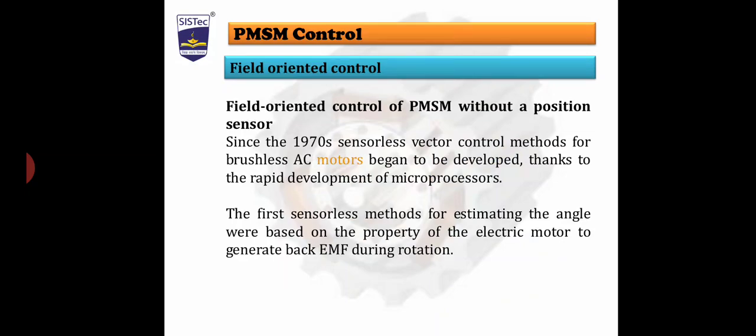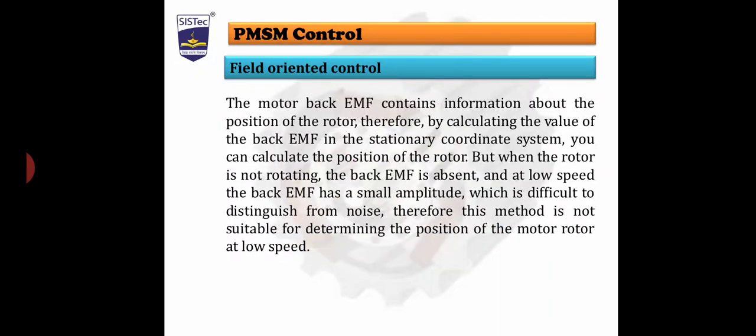Field oriented control of a permanent magnet synchronous motor without a position sensor. Since 1917, sensorless vector control methods of the brushless AC motor began to be developed. Thanks to the rapid development of the microcontroller, the first sensorless methods of estimating the angle were based on the property of the electrical motor to generate back EMF during rotation. The motor back EMF contains information about the position of the rotor. Therefore, by calculating the value of the back EMF in the stationary coordinate system, you can calculate the position of the rotor.